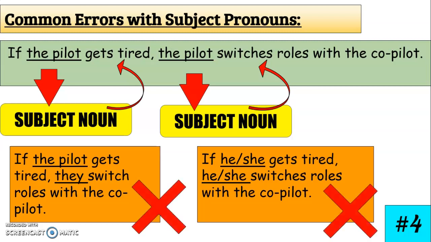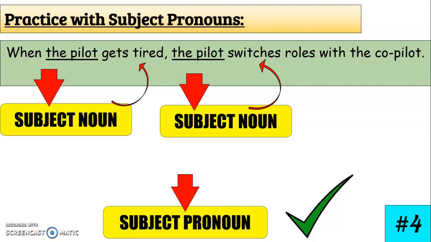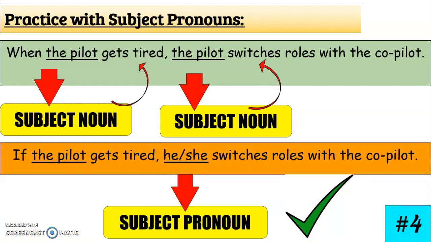In the first case, we aren't referring to more than one pilot, so they does not work here. In the second instance, we aren't sure what the pronoun refers to, so you need to correct it in the following way. If the pilot gets tired, he or she switches roles with the co-pilot. Because we aren't sure of the gender, we put he or she as the subject pronoun.